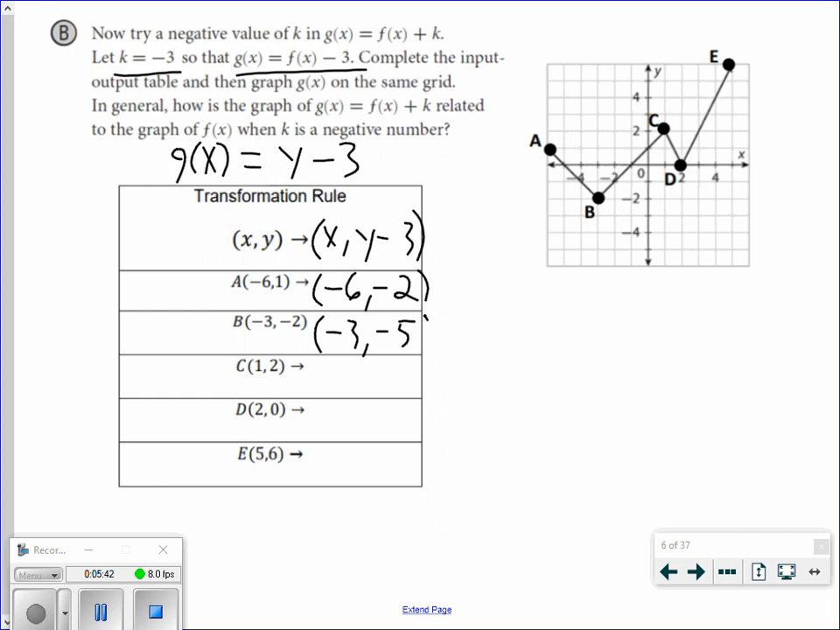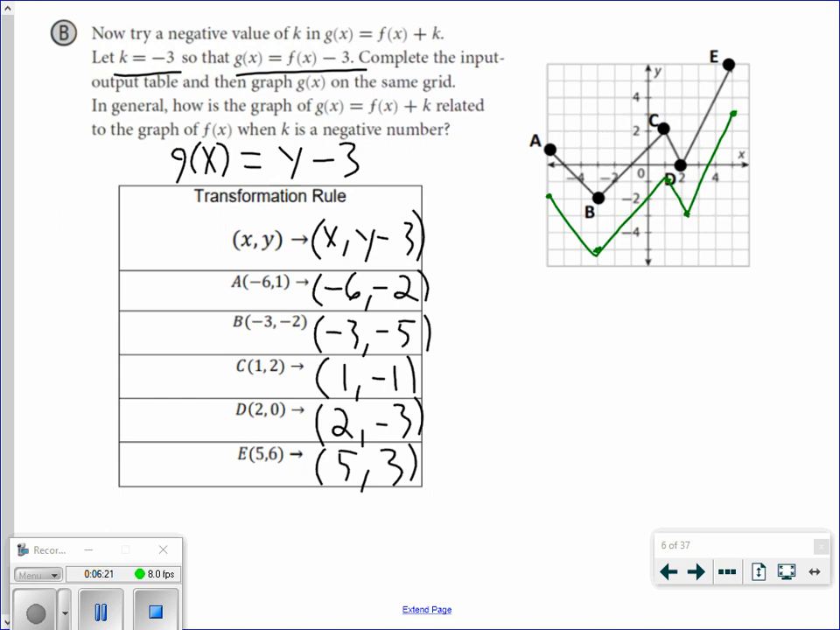this is what we should get on the screen. Five, 3. That's what you should get. And again, we're going to graph it to see exactly what it looks like. So -6, -2, -3, -5. That's -6. There we go. 1, 2, 3, going down 3, and finally 5, 3. That's what we get.